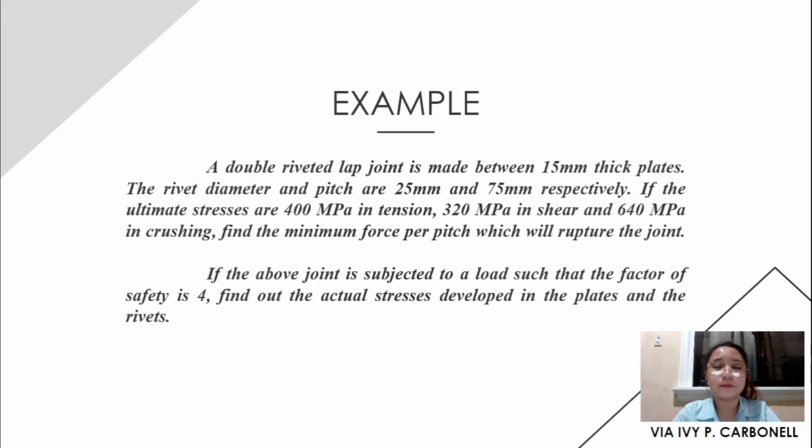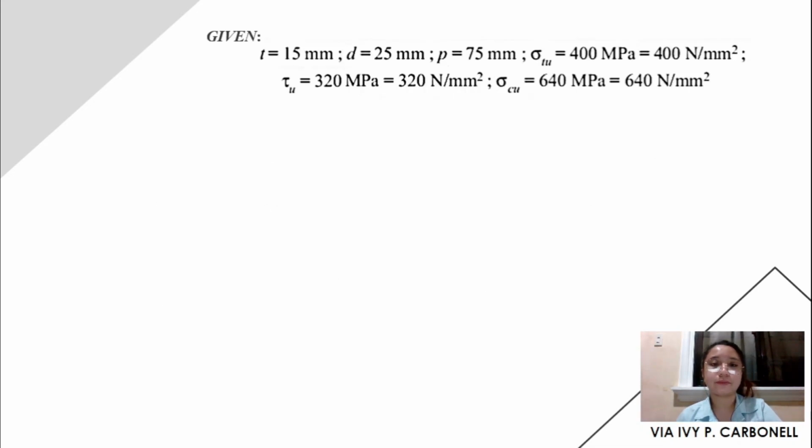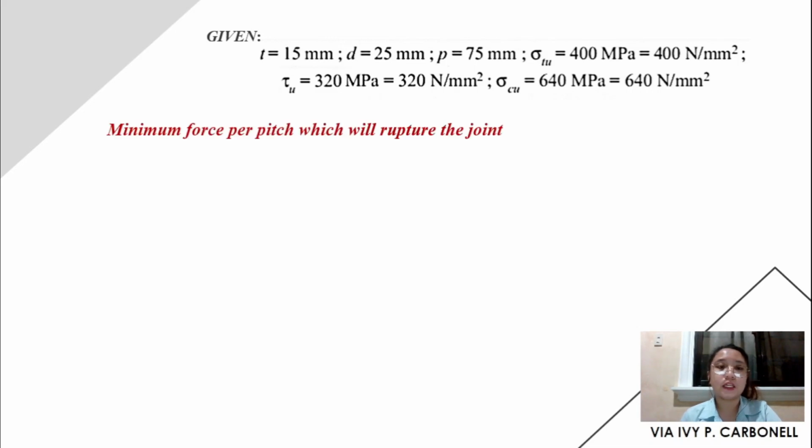If the above joint is subjected to a load such that the factor of safety is 4, find out the actual stresses developed in the plates and the rivets. So we have here the given: the thickness is equal to 15 millimeter, the diameter is 25 millimeter, the pitch 75 millimeter, ultimate tensile stress 400 megapascal, shearing stress which is 320 megapascal, the ultimate crushing stress which is equal to 640 megapascal. So for the first, let's find first the minimum force per pitch which will rupture the joint.